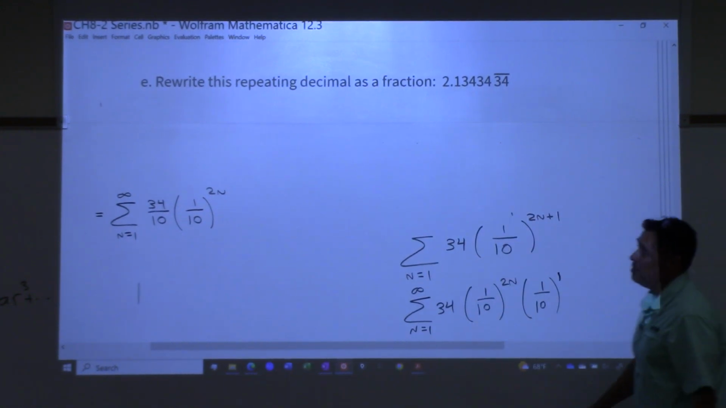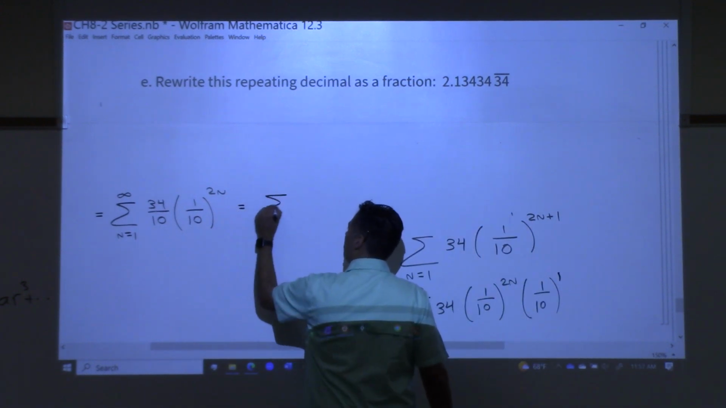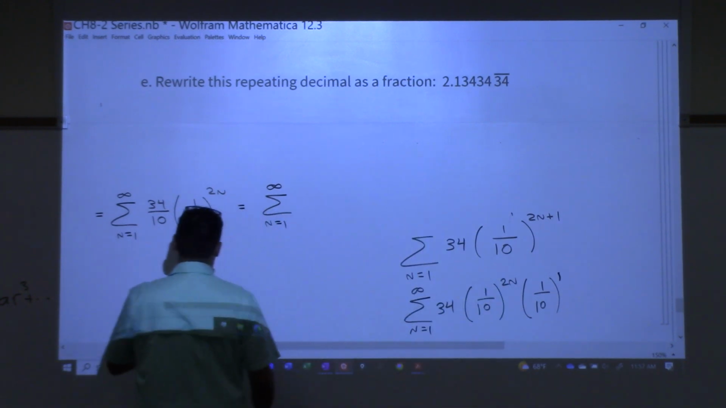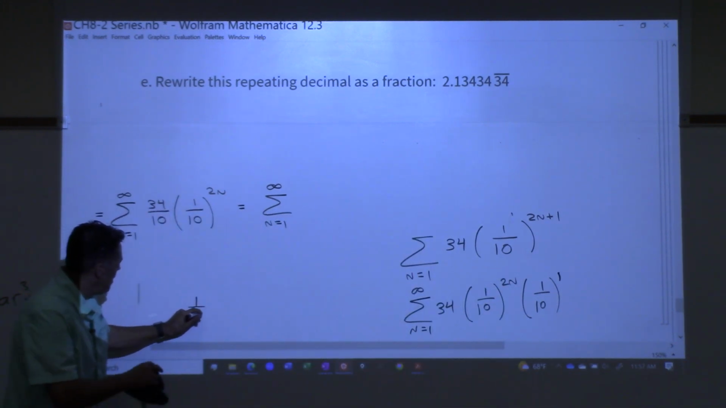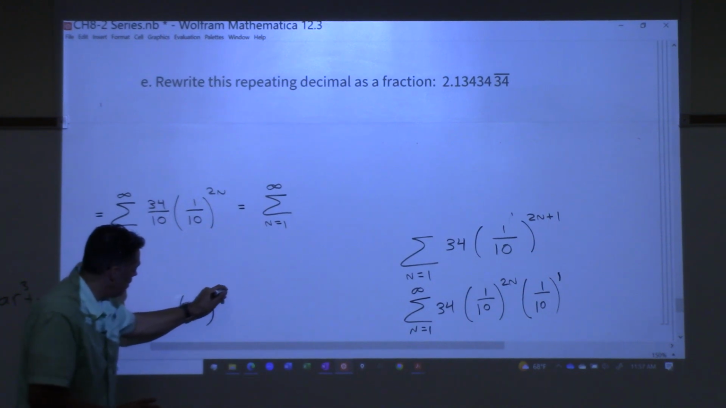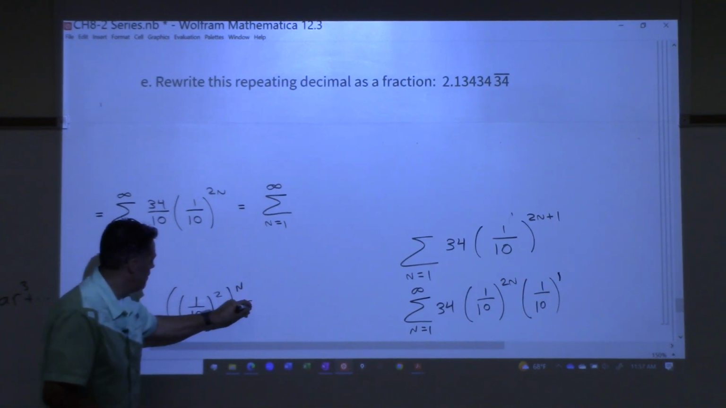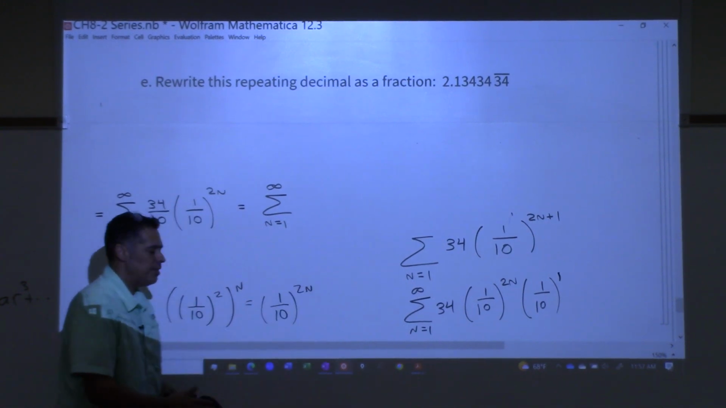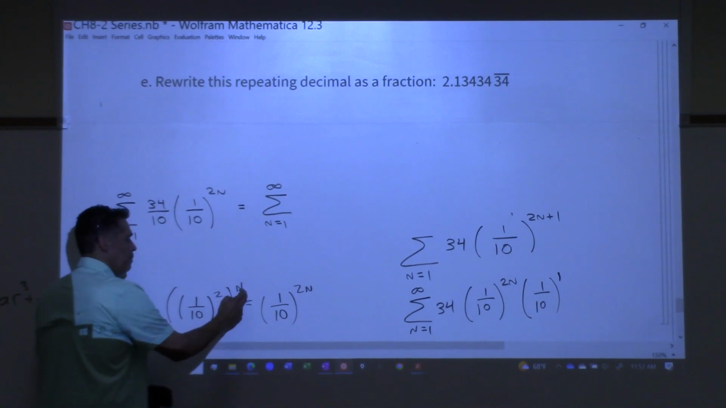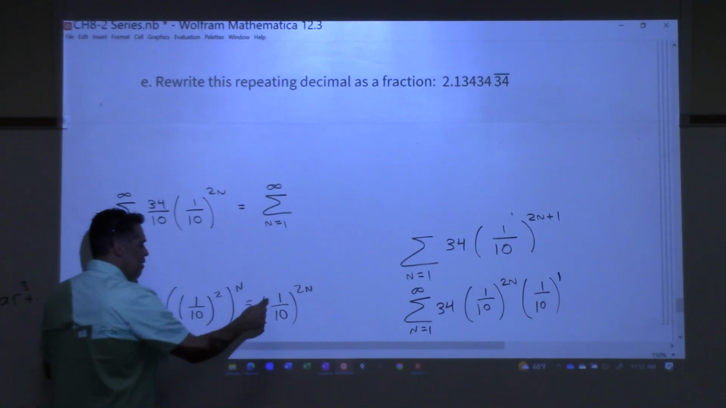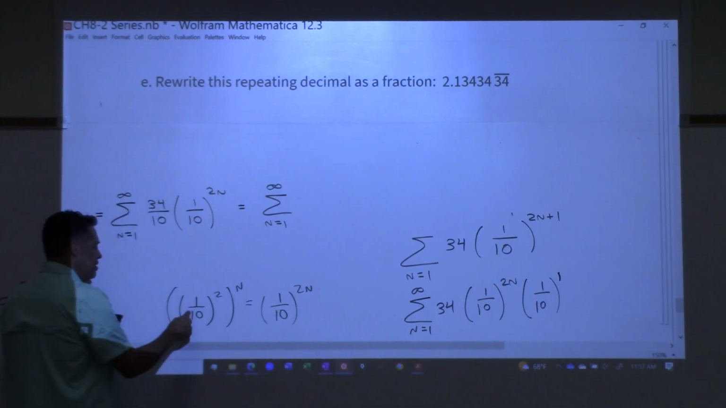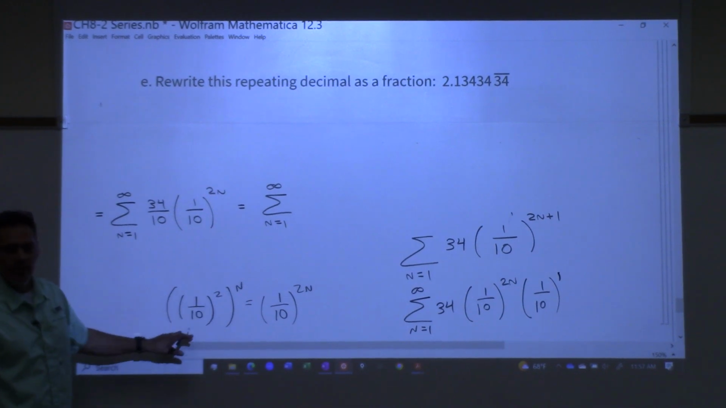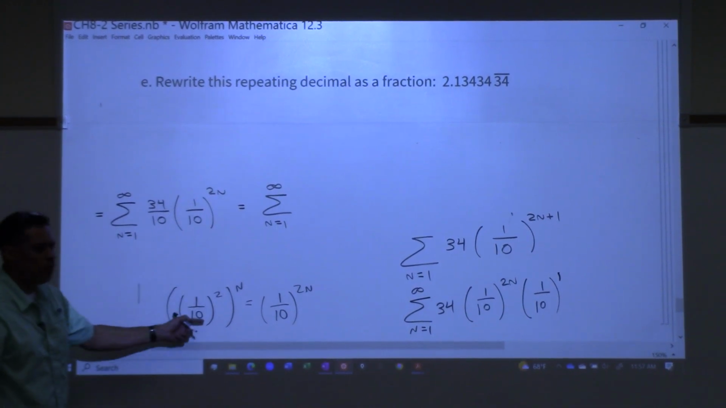All right, so now I'm going to use another property of exponents that's going to be useful to me. I think I'll write it here on the side first. 1/10 squared to the n is the same as 1/10 to the 2n. In other words, if you have something to a power, you multiply the powers, don't you? And so writing 1/10 to the 2n is the same as writing 1/10 squared, all of that to the n. But what's 1/10 squared? 1 over 100. So this is really 1 over 100 to the n.